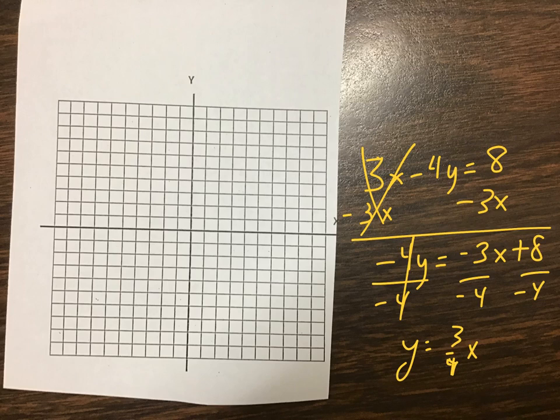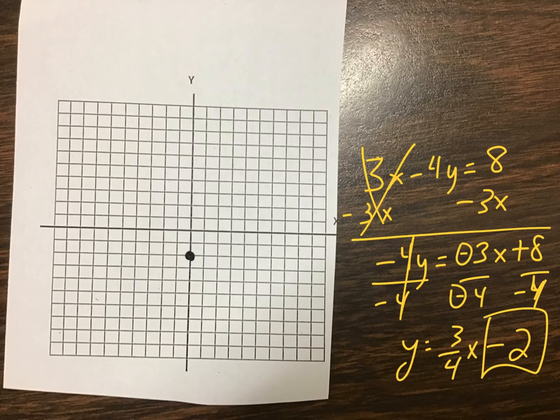Why is it positive? Because I have a negative divided by a negative. This is a -3 and a -4. It's going to be positive. But this guy is going to be negative, right? 8 divided by -4 is going to be -2. So again, this is our y-intercept, -2. So we're going to go right here.